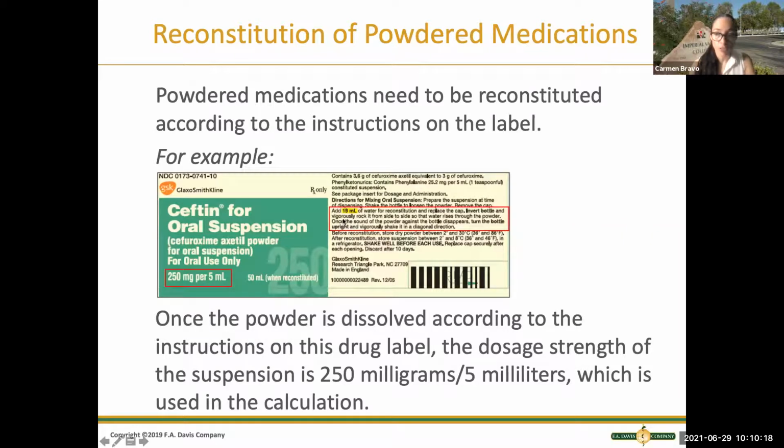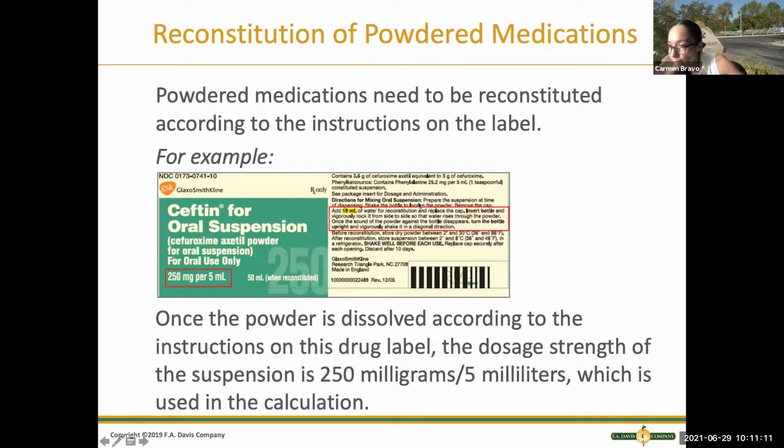I don't know if you're able to see, those are super tiny letters, but it says you have the Ceftin oral suspension for oral use only, and then you have your dosage strength, and then it says here that once you reconstitute, it's going to come up to 50 mLs. Your instructions say to add 19 mLs of water to reconstitute, and then replace the cap. It's telling you to shake it vigorously every time before administering. And then it says how you have to store it after it's been reconstituted. It says the temperature that you need to keep it, and I'm trying to read for how long it is good for.